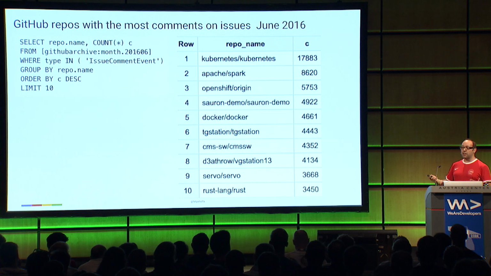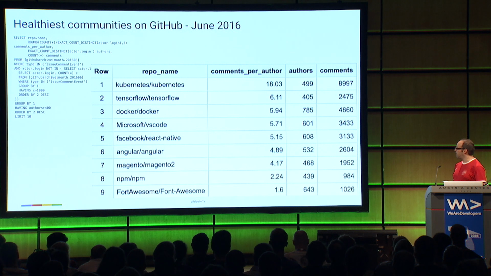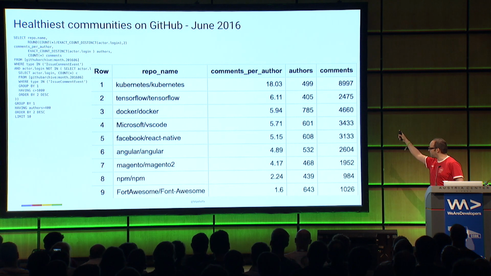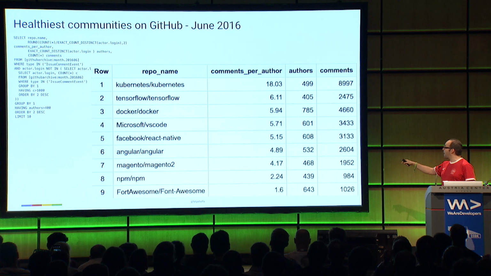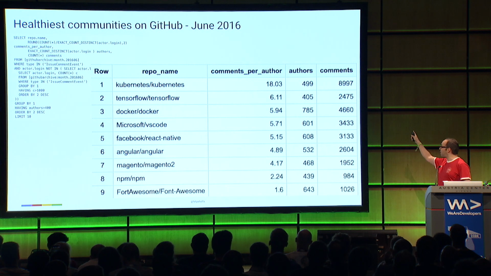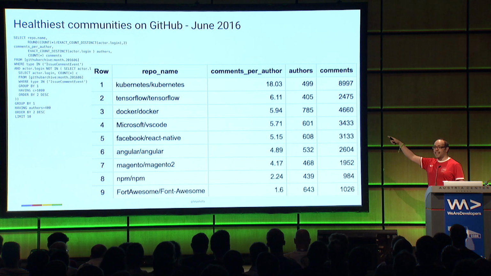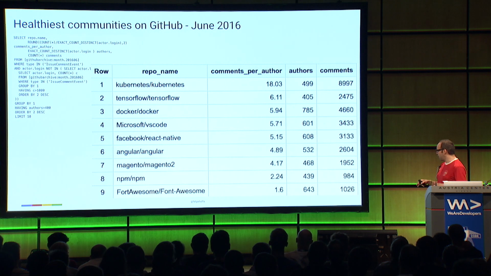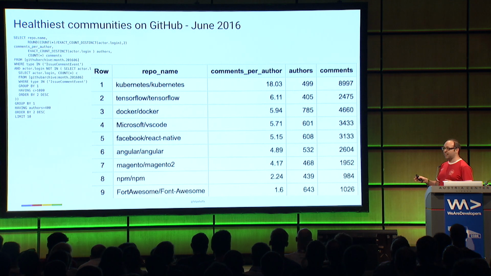Instead of counting just the number of issue comments, count the number of people commenting on each project, and you will get a result like this. And what I did here is not only count the number of authors, Kubernetes has 500, Font Awesome has 600, but if you divide the number of comments per author, you get that Kubernetes gets 18 comments per author. Like these 500 people were writing on average 18 comments each. That's a super healthy community. While Font Awesome was getting a lot of people commenting, but each one wrote less than 2 comments on average. That's a different kind of health.